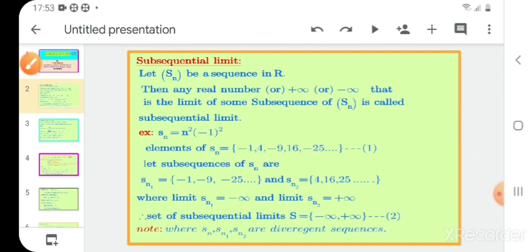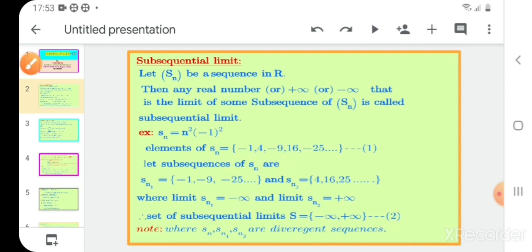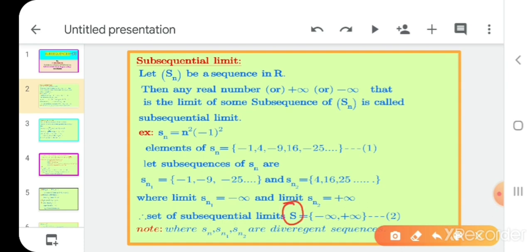Okay, is it clear? First we take a sequence and write its elements. Next we write some subsequences and find the limit of each subsequence. We get minus infinity and plus infinity. So I write these subsequential limits as a set. It is called the set of subsequential limits, and we denote it with capital S.